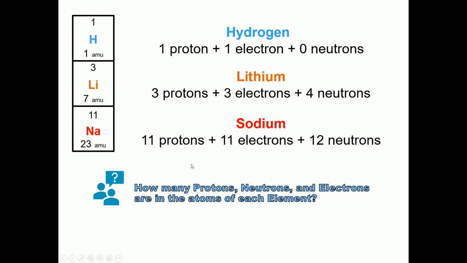Electrons are a lot more capricious than these other subatomic particles are. Atoms gain and lose electrons constantly. So although in these examples we have the same number of protons and electrons, that's not always the case. We'll talk about that more later.